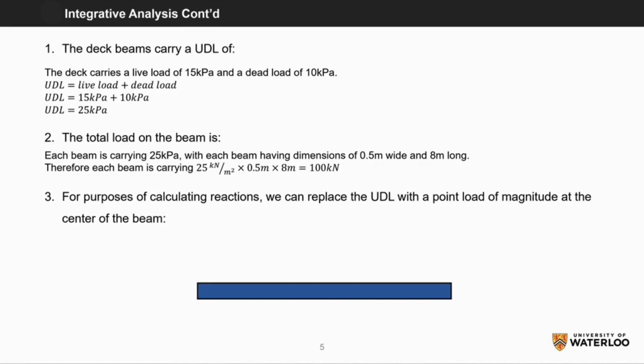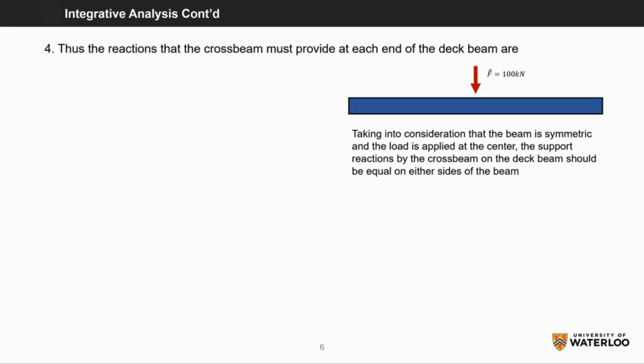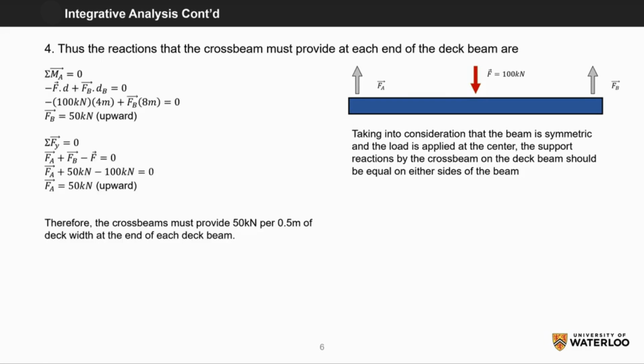For purposes of calculating reactions, we can replace the UDL with a point load of magnitude 100 kilonewton at the center of the beam. Thus, the reactions that the crossbeam must provide at each end of the deck beam are: taking into consideration that the beam is symmetric and the load is applied at the center, the support reactions by the crossbeam on the deck beam should be equal on either sides of the beam. Let FA and FB represent the crossbeam reactions. Using the equations of equilibrium, we calculate FB to be 50 kilonewtons upward and FA to also be 50 kilonewtons upward. Therefore, the crossbeams must provide 50 kilonewtons per 0.5 meter of deck width at the end of each deck beam.